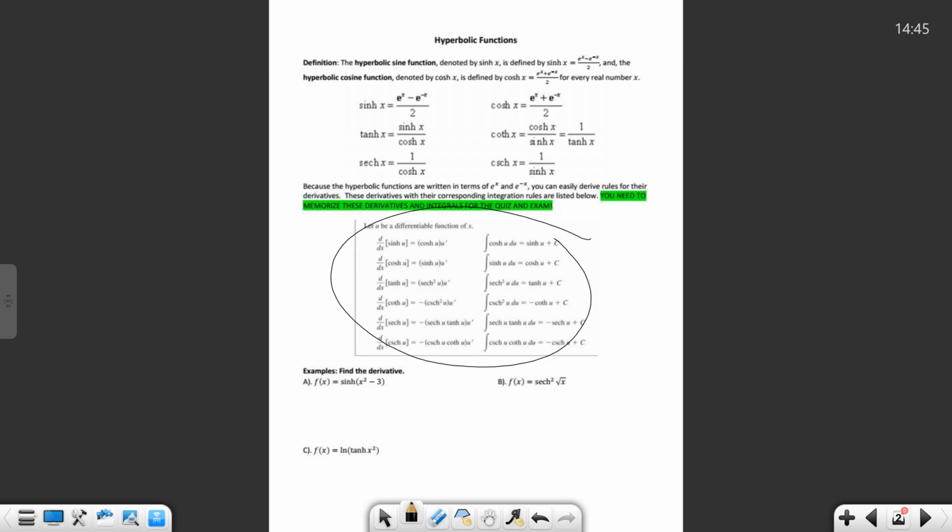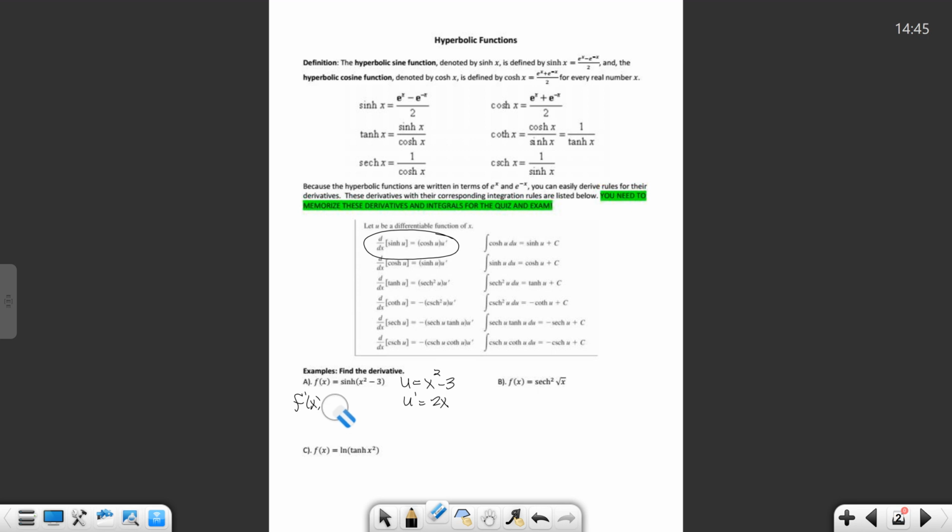Okay, so first example, find the derivative of the hyperbolic sine of x squared minus 3. We're looking at the derivative of hyperbolic sine, so it's going to be hyperbolic cosine u times u prime. If I think about this one, u is equal to x squared minus 3, so then u prime is just 2x.